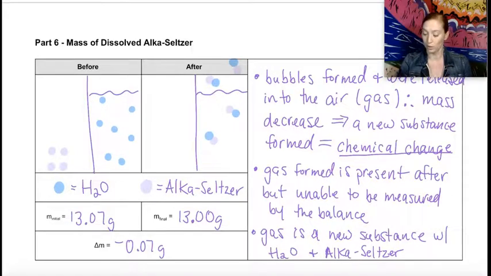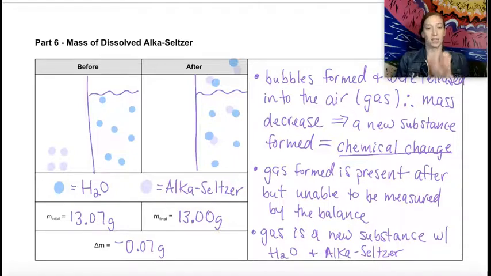So I used a total of 1, 2, 3, 4, 5, 6, 7 water particles before. I want to show those water particles that remain in our after picture. So I've used 4. I need to put in 3 more. 1, 2, 3. Okay. And that'll do it for part 6, our mass of dissolved Alka-Seltzer.